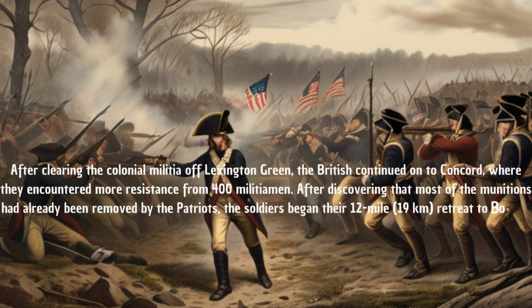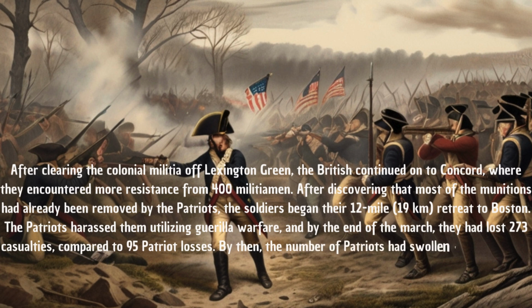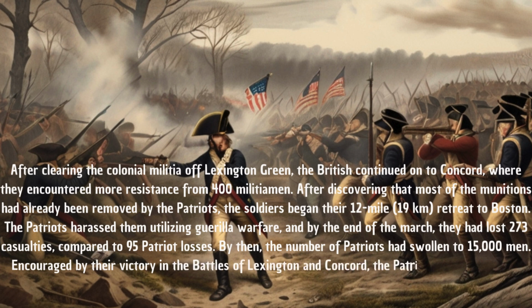The Patriots harassed them utilizing guerrilla warfare, and by the end of the march, they had lost 273 casualties, compared to 95 Patriot losses. By then, the number of Patriots had swollen to 15,000 men. Encouraged by their victory in the battles of Lexington and Concord, the Patriots laid siege to the 6,000 soldiers trapped inside Boston.